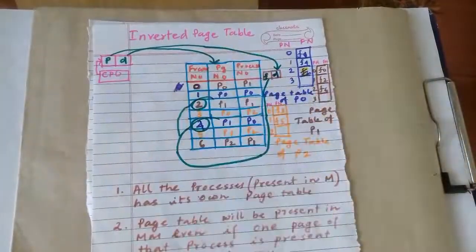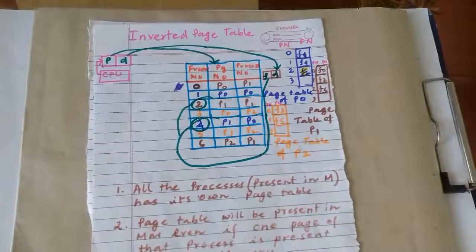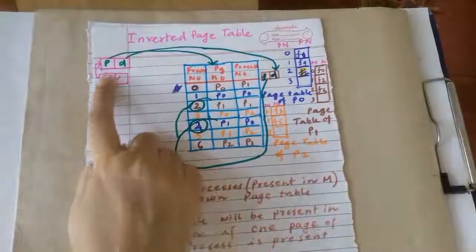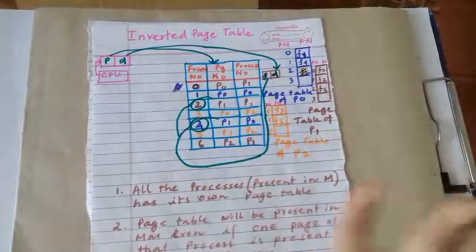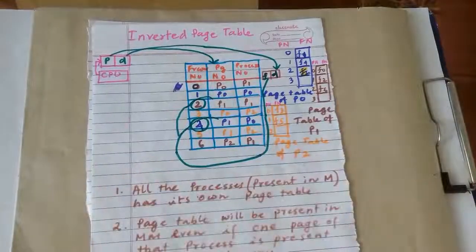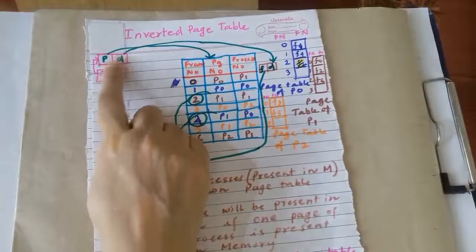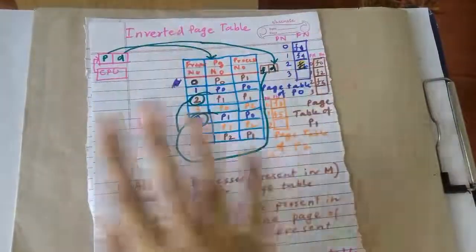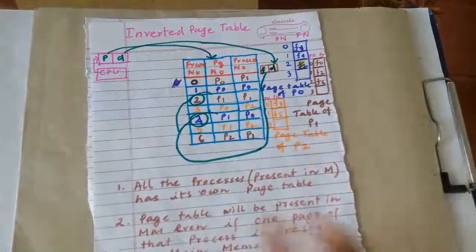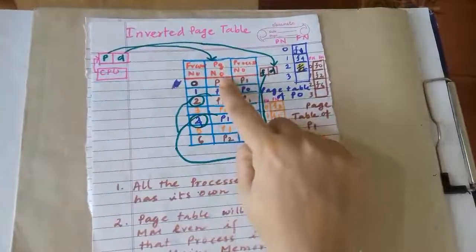If few pages are loaded to main memory, few numbers will be there. Now similarly, again we'll go back to the methodology, how it works. CPU will generate page number and offset. So page number, what is offset, how it is searched is shown in the previous video.